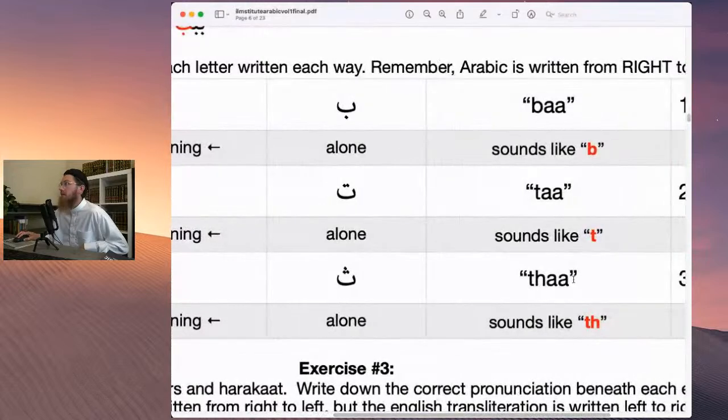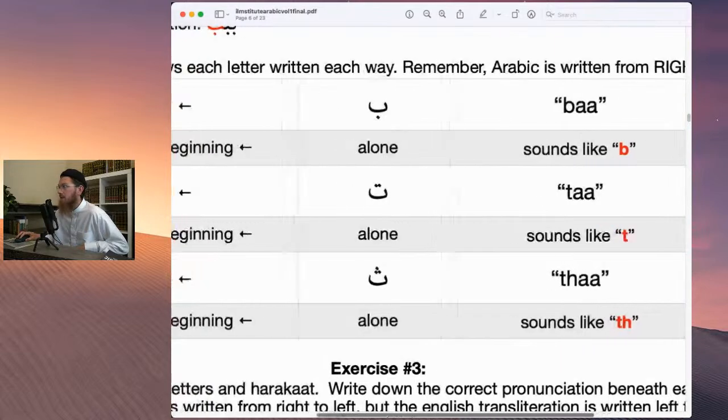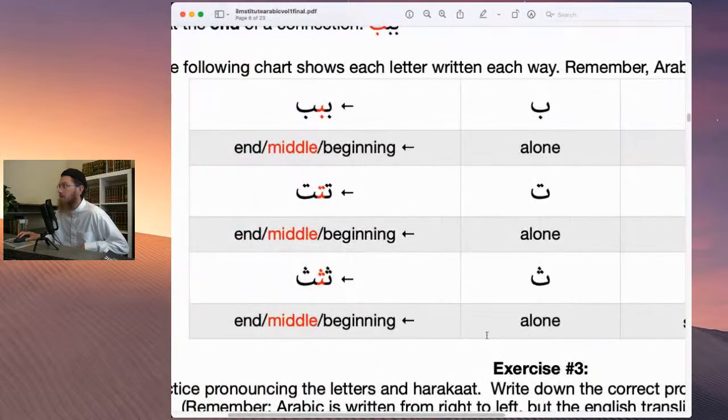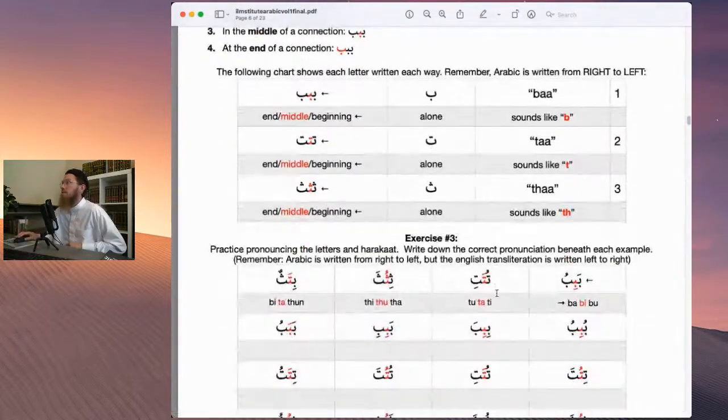Then we have the letter tha, and it sounds like th. Okay, when we put t and h together in English, it makes that th sound. So that is the letter tha. And again, it looks just like the letter ta, except it has 3 dots. And then we look at how it looks when it's alone versus when it's in the beginning, middle, or end of a connection. And there's a reason why we're teaching these 3 letters together. It's because they all look the same, except you have to pay attention to where the dot is and how many dots there are. Okay? Takes a little bit of practice.